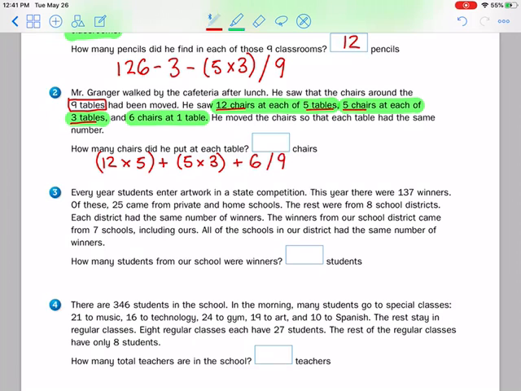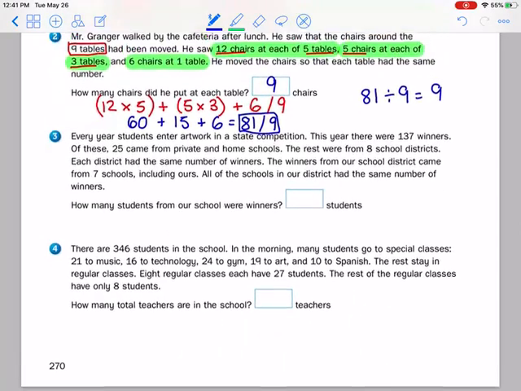So let's figure out how many chairs there are altogether. If you did 12 times 5, you get 60, plus 5 times 3, which is 15, plus 6. So if I did 60 plus 15, I get 75, plus 6 is 81. And I'm going to divide all of that by 9. So 81 divided by 9, I know is 9, because 9 times 9 is 81. So there should be 9 chairs at each table.